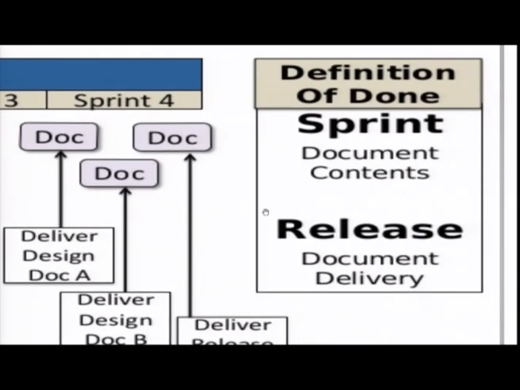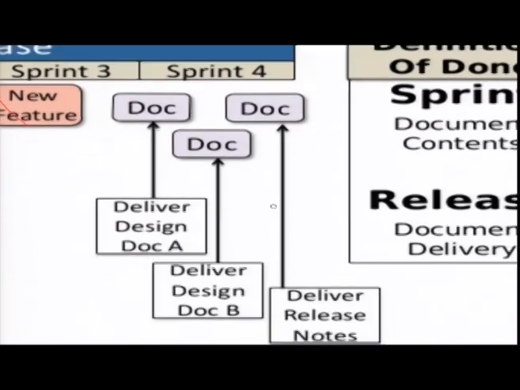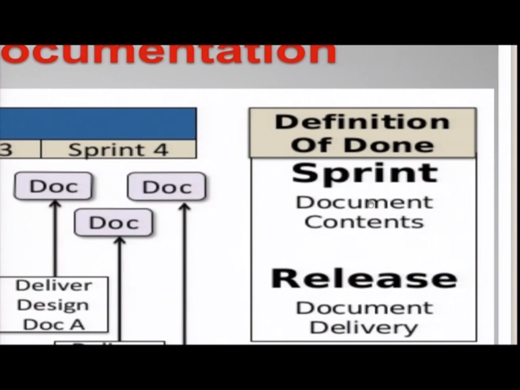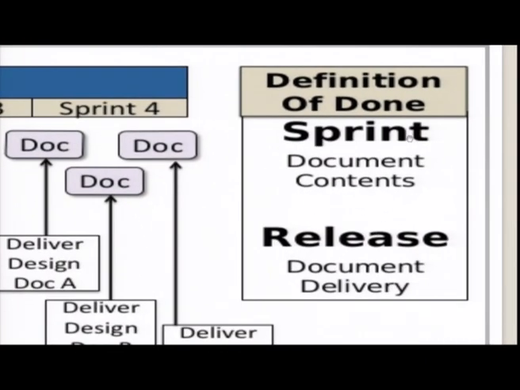Then when we release these release notes, it is called the release, and the overall content we call DOD in short. DOD determines definition of done, wherein in this sprint you will be provided with the document contents. During the release we will be giving the document delivery. So this is how the technical documentation is prepared as far as agile software development is concerned.